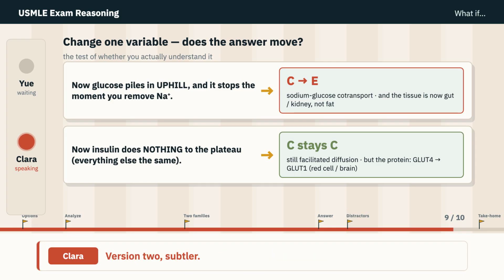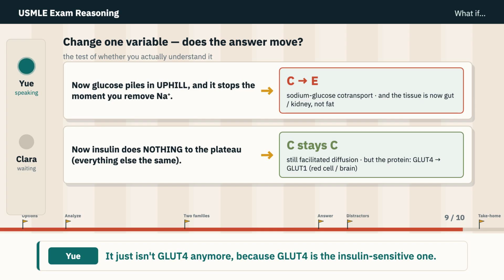Version 2, subtler. Everything the same, but insulin does nothing to the plateau. Still stereoselective, still saturable, still no ATP, still downhill. Now what? The mechanism is still C, facilitated diffusion, still a GLUT. It just isn't GLUT4 anymore, because GLUT4 is the insulin-sensitive one. Sounds more like GLUT1, a red blood cell, or the blood-brain barrier.